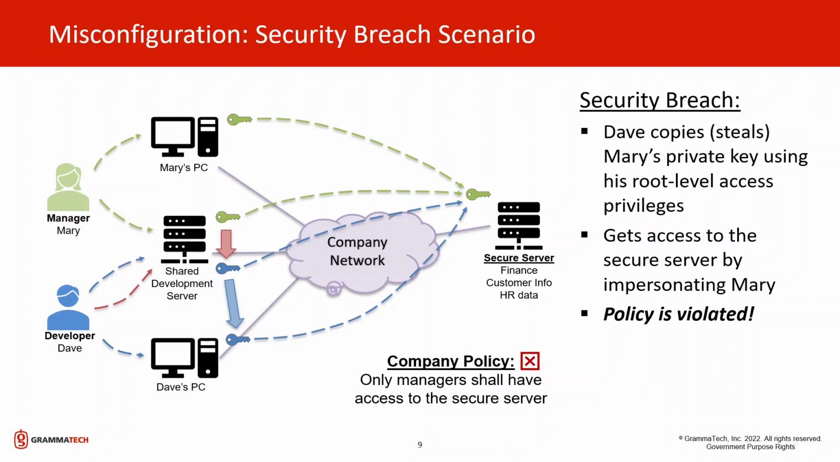When taken separately, these two changes are marginally justifiable. Together, however, they combine to cause a security breach. Dave can now use his root-level permissions on the development server to steal Mary's private key and use it to access the secure server, in effect violating the company's security policy.